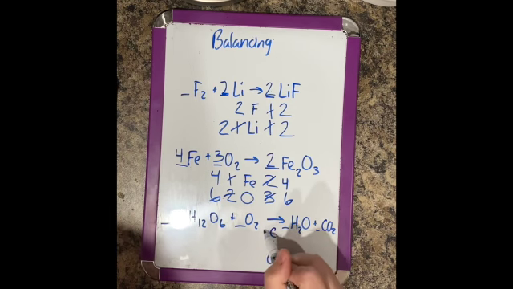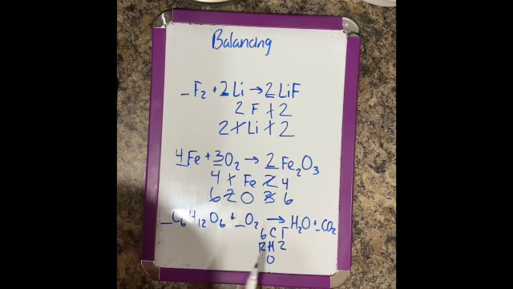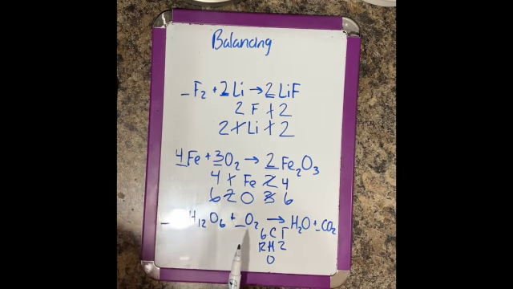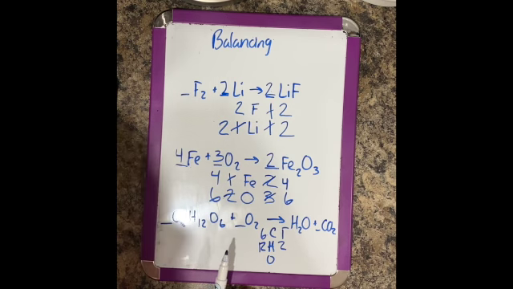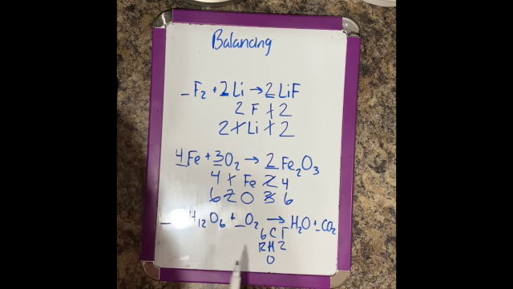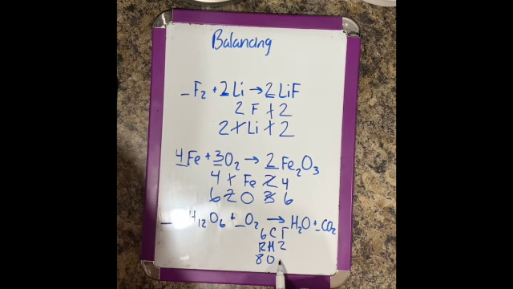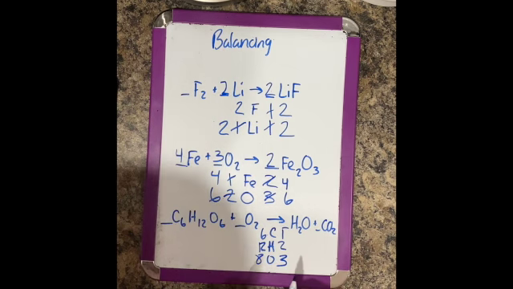So on this side we have 6 carbon. On this side we just have 1. This side we have 12 hydrogen. This side we have 2. Now here, since oxygen's in multiple places, you'll need to make sure to count all of them. So you have 6 right here plus 2 right there, so that would be 8. Here you have 1 plus 2 right there, so that would be 3.